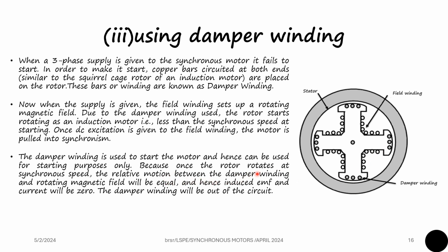Once the rotor starts rotating at synchronous speed, the relative motion between the damper winding and the rotating magnetic field will be zero, and hence the induced EMF and the current will be zero. So the damper winding will be out of the circuit. The damper windings are used for starting purpose only.